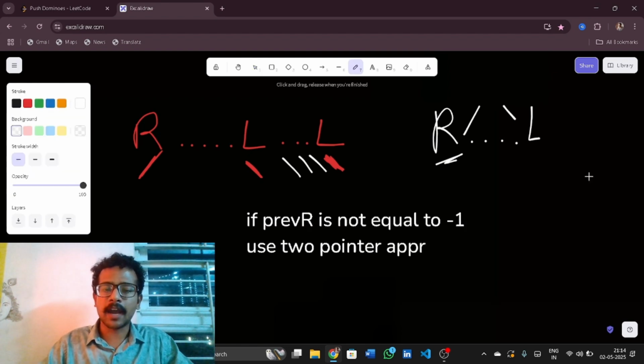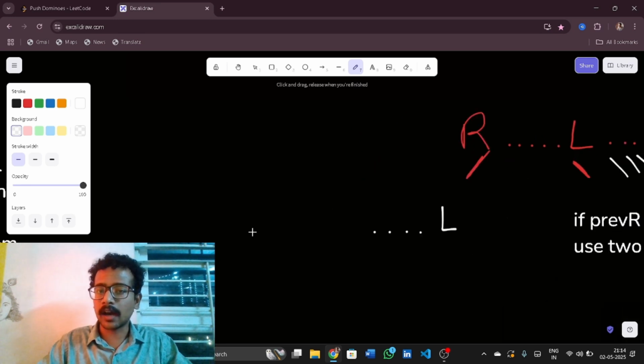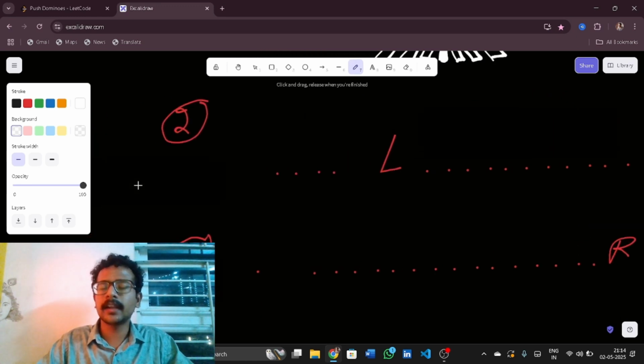Now I am having again is not equal to minus 1. What if it is equal to minus 1? Okay, if it is equal to minus 1, that means I doesn't have any R here. That's what I wrote here. So if previous R is equal to minus 1, that means I doesn't get any R. So I'll just make all these things to the left.